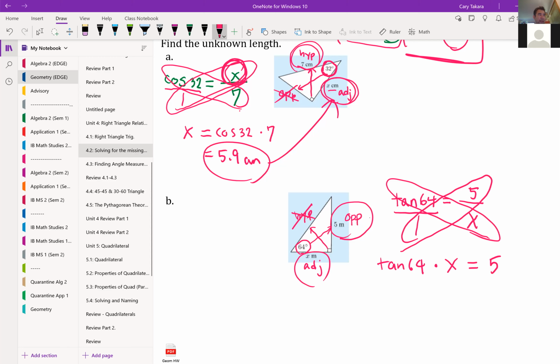Another point that will be useful to remember is when x is in the top, or numerator, you will basically end up multiplying together to get the answer. So cosine of 32 times 7, right? But if x is in the denominator, you will end up dividing a number by tangent or cosine or sine of something. In this case, it's tangent of 64.